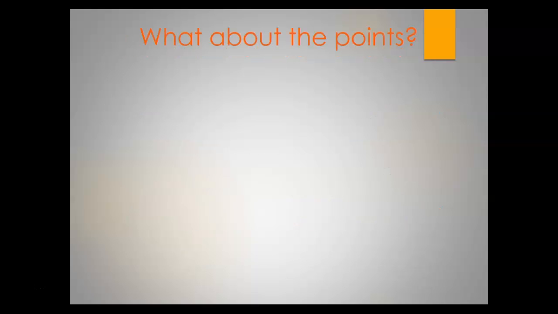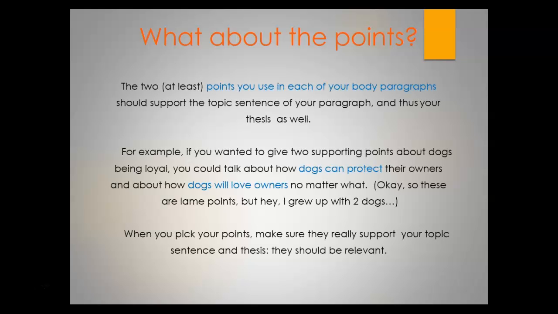Now, what about the points that you are making? Well, in each body paragraph, you need to have at least 2 points you can use. Each point should support the topic sentence of your paragraph. And it has to be this way because you're telling the reader, hey, I'm claiming that dogs are helpful for pet owners, in this case dog owners, to get exercise. Well, again, how do you know that?